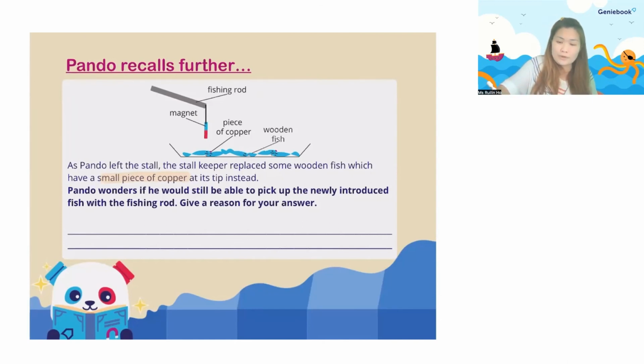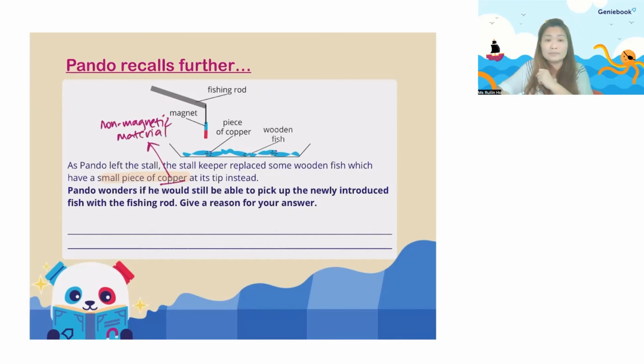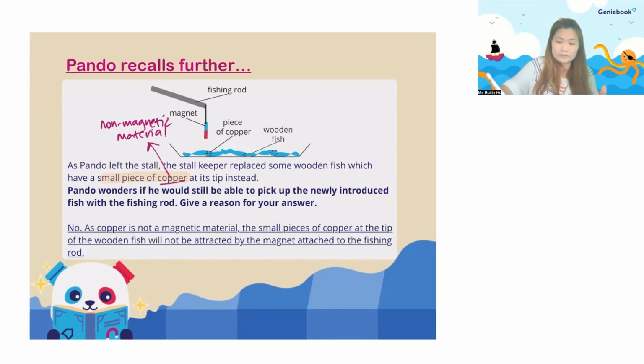All right, so now it's going to have copper. Copper itself is actually a non-magnetic material. So you need to mention that it is a non-magnetic material. If it's a non-magnetic material, it will not be attracted by the magnet. So we need to answer the first part of the question first. Will he be able to do so? That would be a no. Why no? Because copper is a non-magnetic material, and copper at the tip will not be attracted by the magnet.